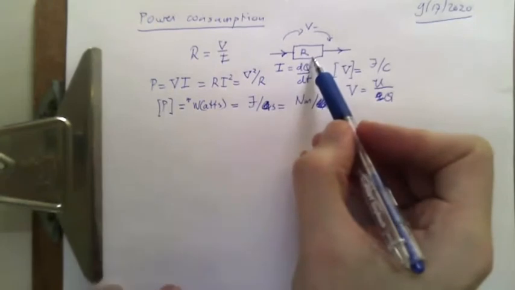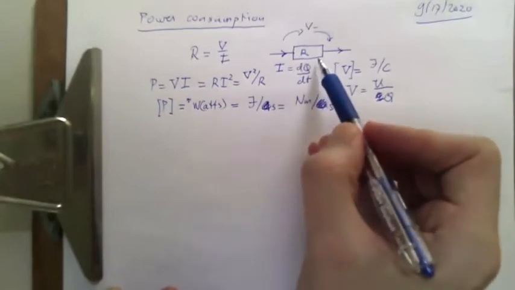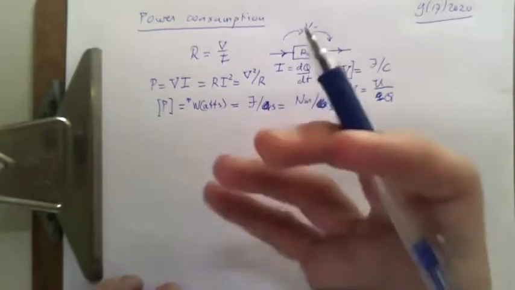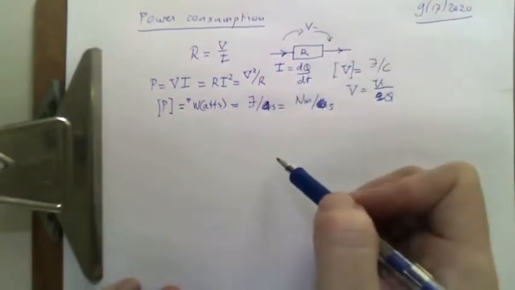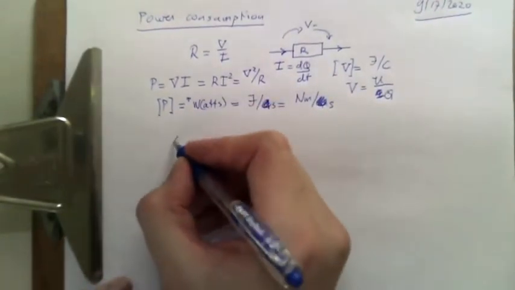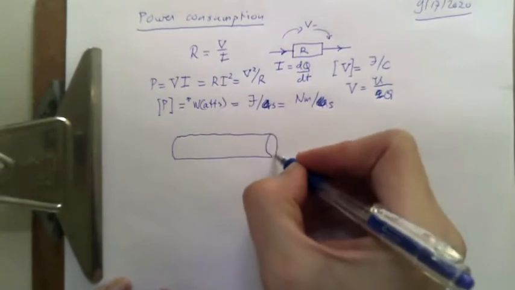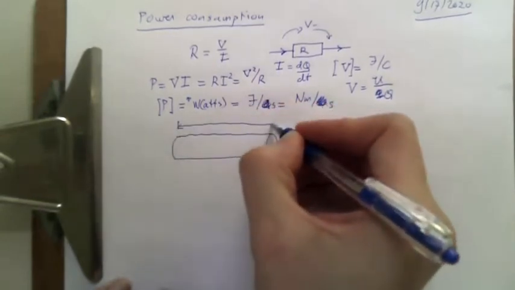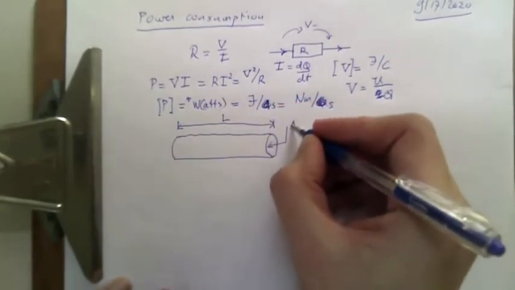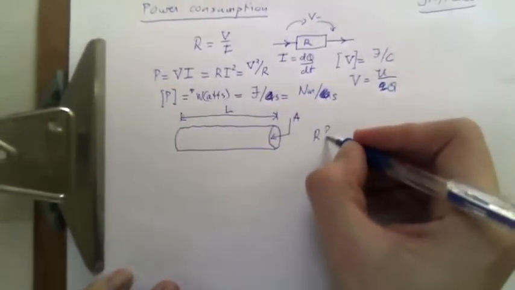Now, the type of material that you choose is going to determine how big this resistance is going to be. Not just the type of material, but also the geometry of whatever this block of material is. So let's talk about the most simple case. Let's say we have some kind of a wire, and we're giving it a length L, and giving it a cross section A. And now we're going to ask ourselves, okay, what's this resistance?